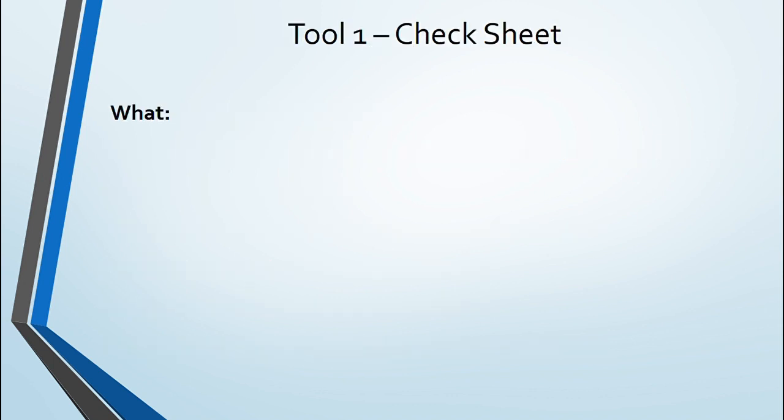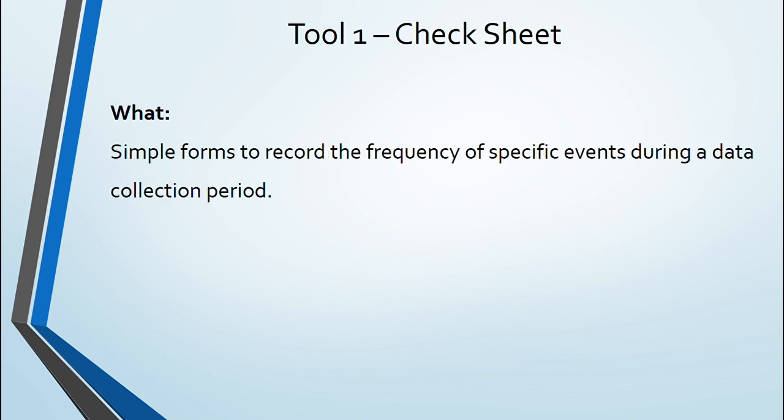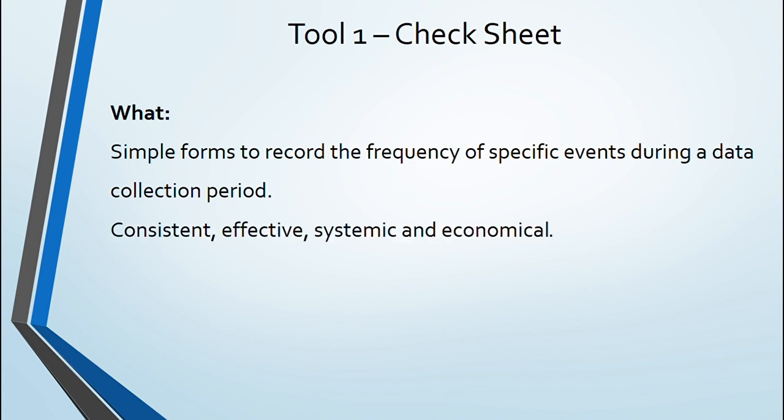Moving on now to our first tool, Checksheet. What is a Checksheet? They are simple forms to collect data, to record the frequency of specific events during a data collection period. This data being collected can be both quantitative as well as qualitative. Check sheets are consistent, effective, systematic, and economical. They are unmatched in these features and have been the best tools for collection of data for ages now.